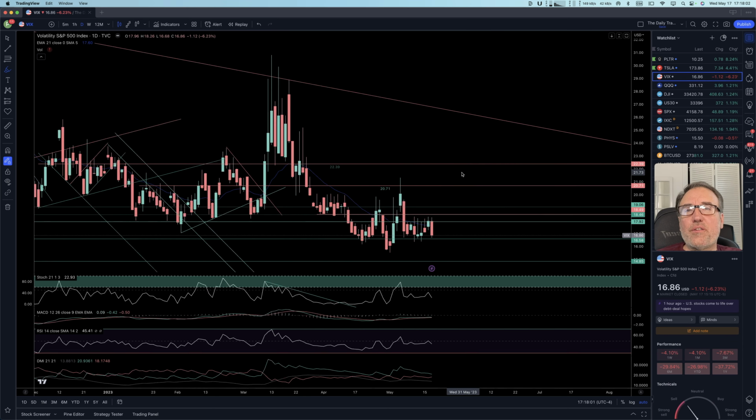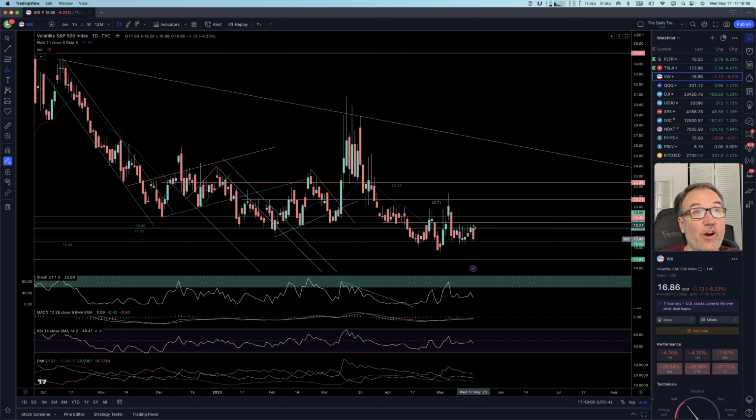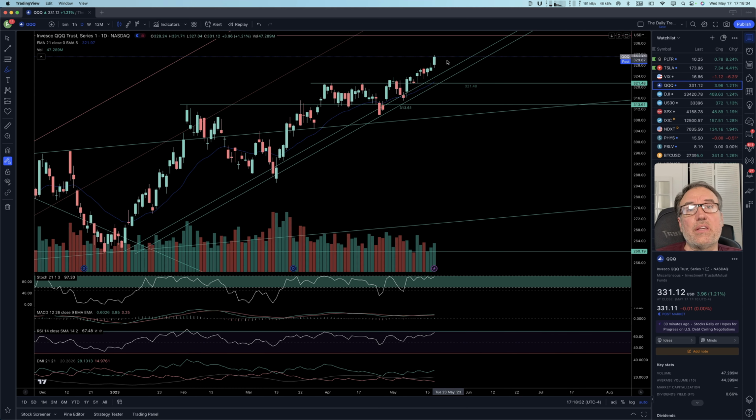Okay, let's take a look at the VIX a little bit. So VIX is coming down quite hard, down 1.12, down 6.23%. So closed at 16.86. When the VIX is going down, the stock market is going up. So basically, this is how it works. And now we have a big down day today, and this is coinciding with a big up day with the different indices. QQQ is continuing its move up, stochastic at 97.